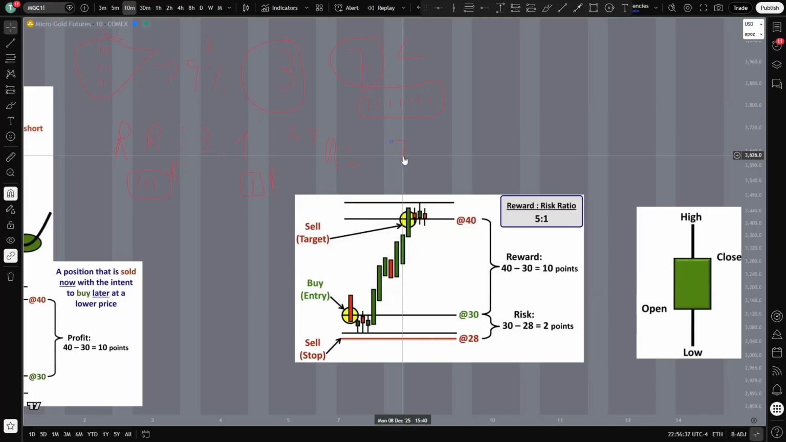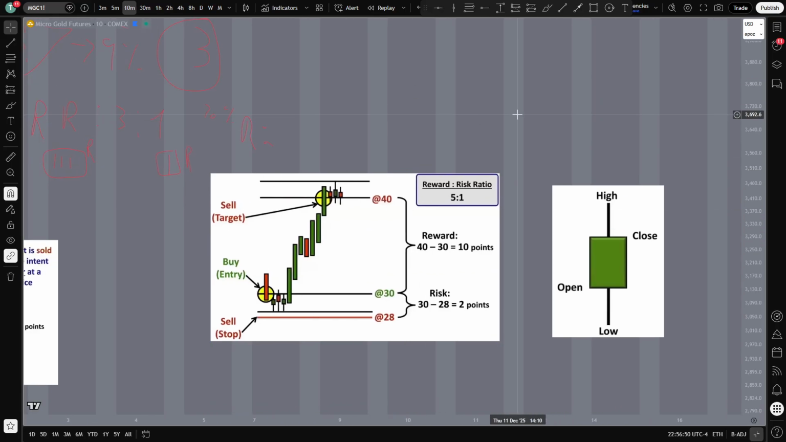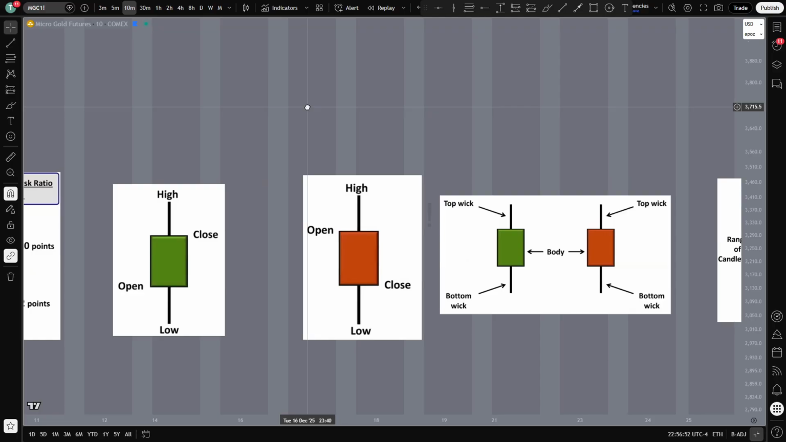For example, the trades I took today, one of them ran 10 to 1 RR, guys. You know what that is? That is 10% in a day in a single trade. Crazy. Well, all right. We already went over risk reward, so now let's go over candles.